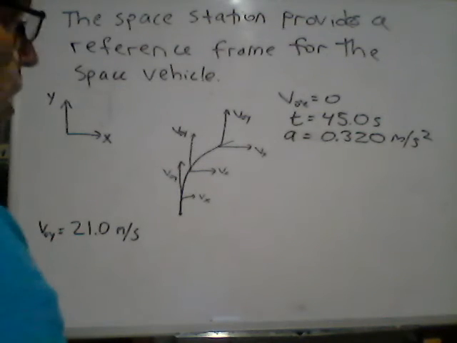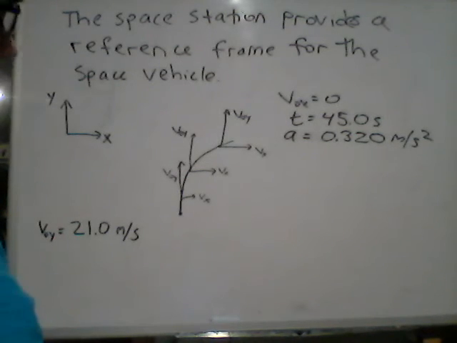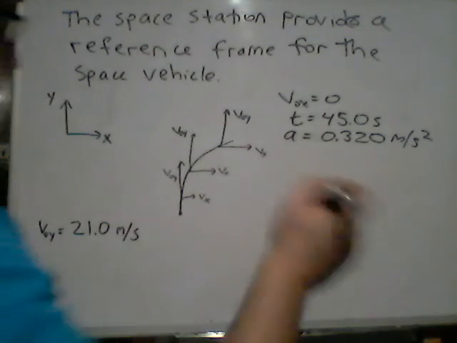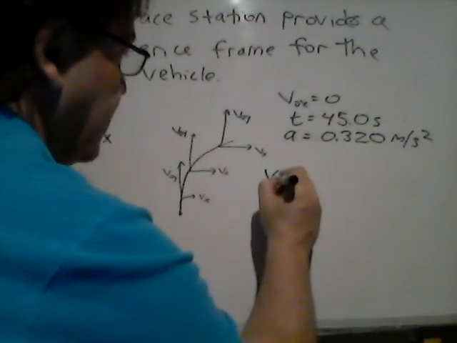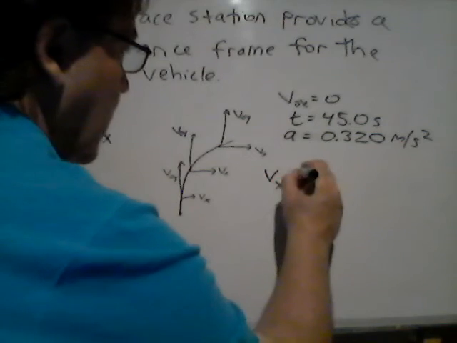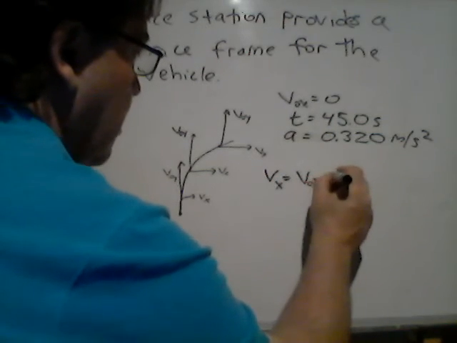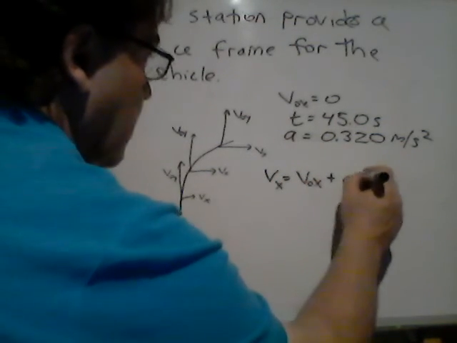So we know the acceleration. We know how long the acceleration is going to occur. We know the initial velocity. So we don't know anything at all about the displacement. So a good equation to use would be v sub x is v naught sub x plus a t.